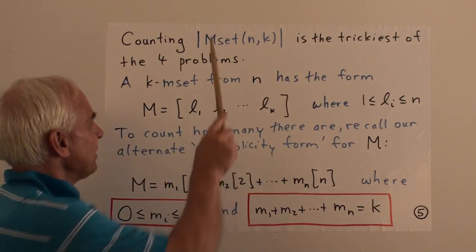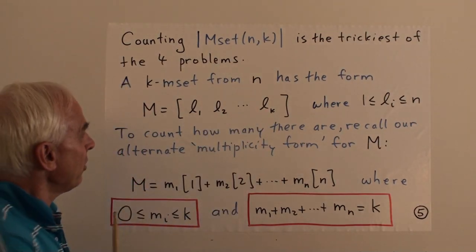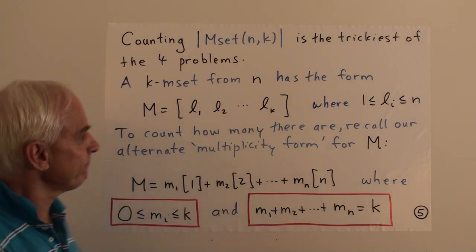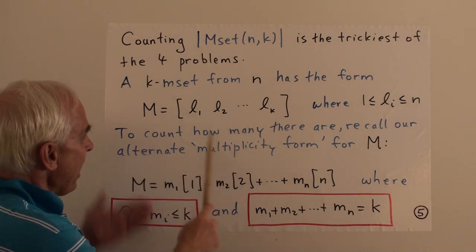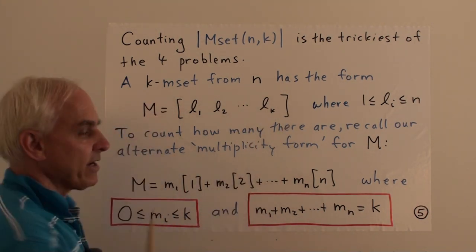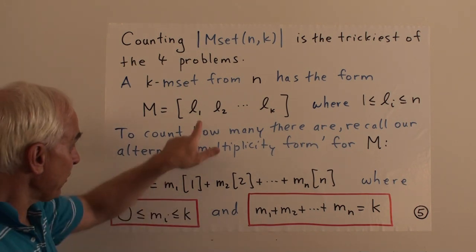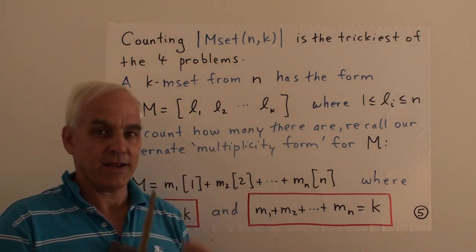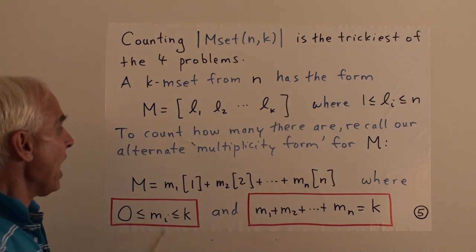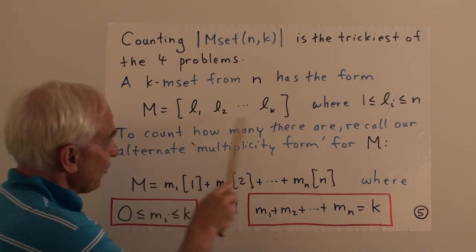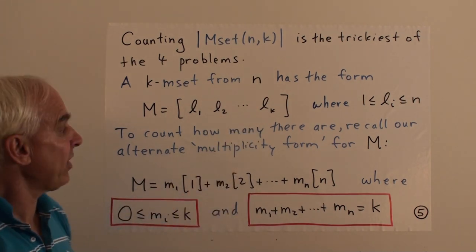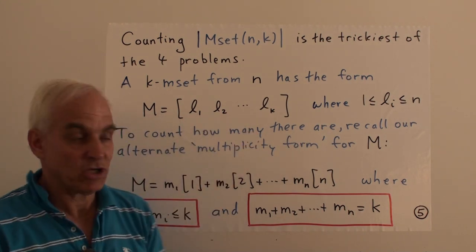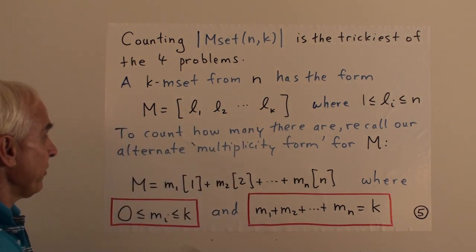Okay, so now we turn our attention to this problem. The trickiest of the problems is to count the number of multisets from n of size k. So a k-multiset from n has the form like this. You have square brackets denoting the fact that repetitions are allowed, but there are no commas now, telling us that we can rearrange things and order doesn't matter. So it's an unordered object. So here's the multiset, there's k objects because we're assuming we have a k-multiset, and all of these are numbers from 1 to n, and very possibly there could be repetitions. How many of these are there?